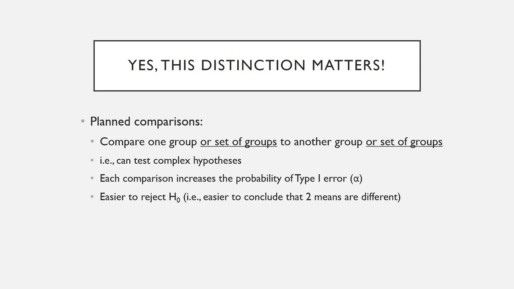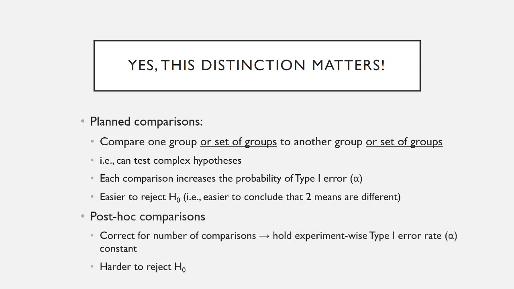The idea is that each comparison you do is going to have its unique type 1 error rate. As I mentioned previously, when you do multiple tests one after the other, you're going to have an inflated experiment-wise error rate. So if you just do a whole bunch of tests over and over and over, you might theoretically make it easier to reject the null hypothesis.